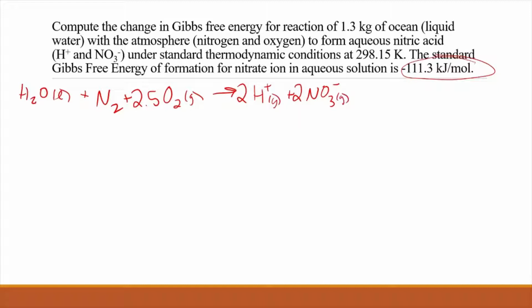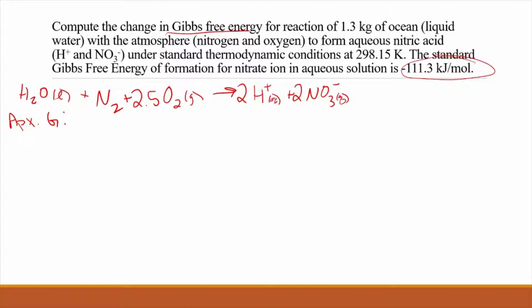Okay, so the next thing we need to do is go to our appendix in the book. So we go to Appendix G, and we need to go ahead and get the delta G standards of formation for everything here, except we were already given it for nitrate. Oops, let me fix these. These are not gaseous, these are aqueous. Sorry.